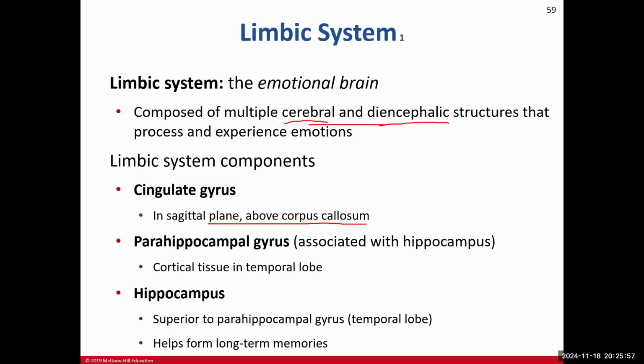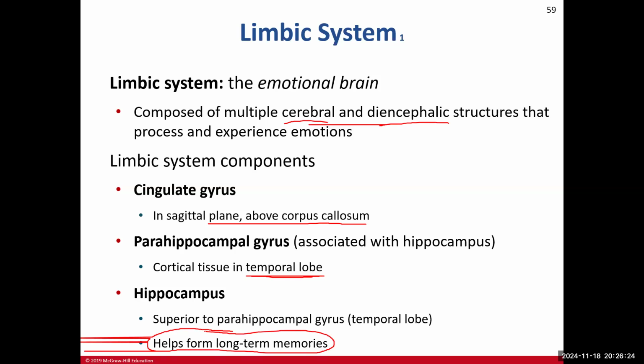Then we have the perihippocampal gyrus, located down in the temporal lobe. I'll show you pictures for all this stuff. Then we have the hippocampus. You want to make sure that you highlight this. The hippocampus helps to form long-term memories. If you damage the hippocampus, you cannot form long-term memories anymore from that point on. Whatever memories you have, you keep.